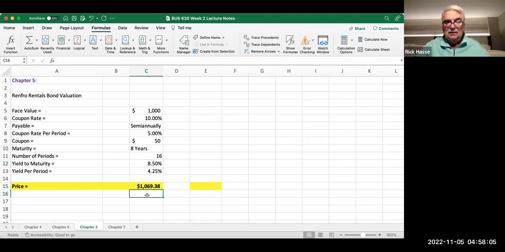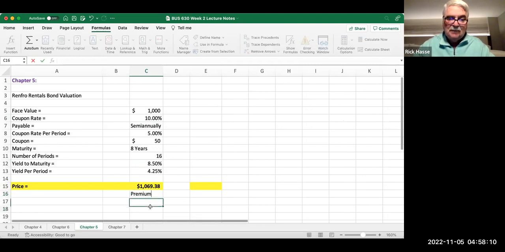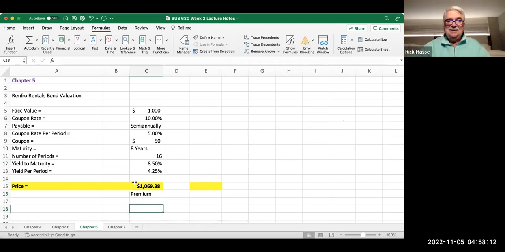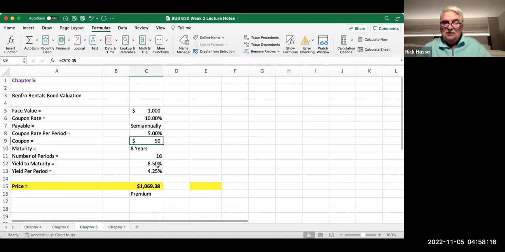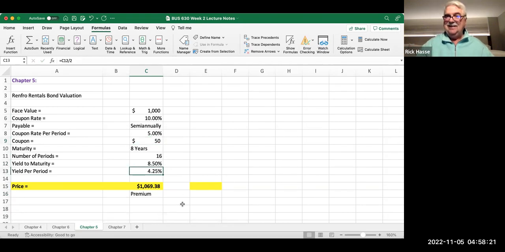This is called buying the bond or selling the bond at a premium, because they have to pay more to get the $50 payments. They would only need to pay $1,000 to get the $42.50 payments that exist today in the market. So they have to buy the bond at a premium. So interest rates going down make my bond more attractive, and I'm going to make an extra $69 by selling it today. That's called bond premium.